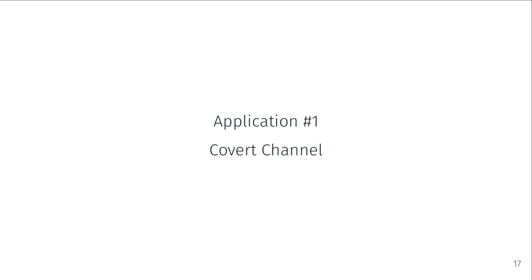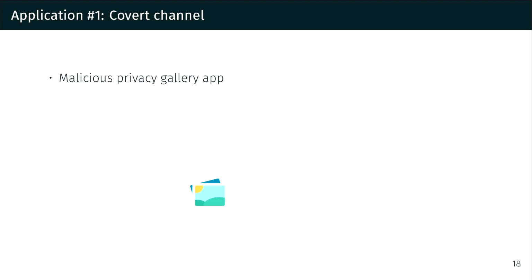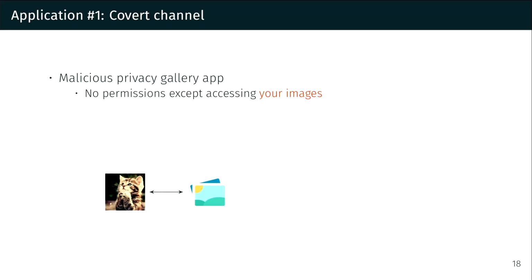The first thing we want to show you that you can do with cache attacks is implement a covert channel. This could happen in the following scenario. You install an app on your phone to view your favorite images, to apply some filters, and you don't know that it's malicious because the only permission it requires is to access your images, which makes sense. So you can easily install it without any fear.